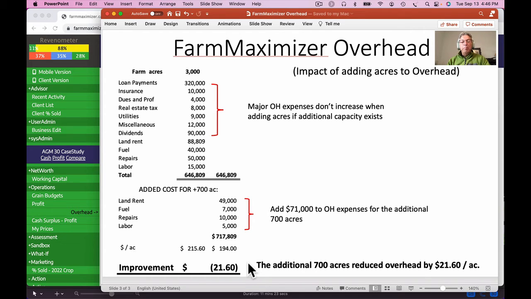Overhead is a big deal. You may be thrown a number of $200 an acre to use in the program. I never trust a casually given number because maybe the farmer is throwing it out there and he doesn't want to admit that he doesn't know. Or he may have worked it out a few years ago and doesn't want to do the work again, or he just wants to move on.